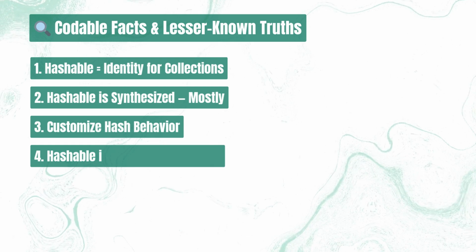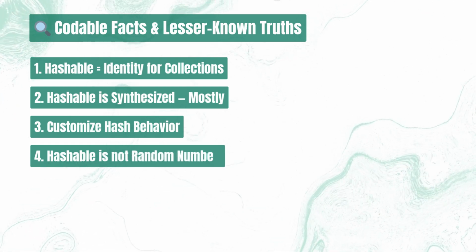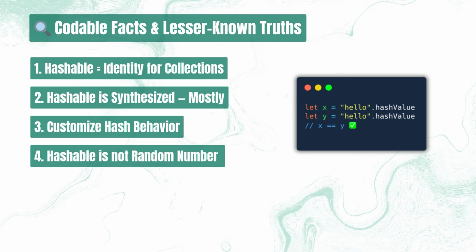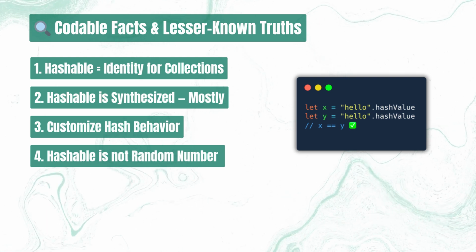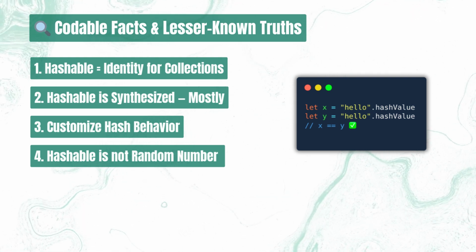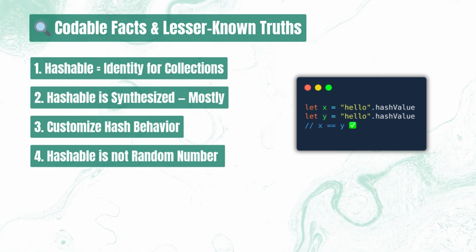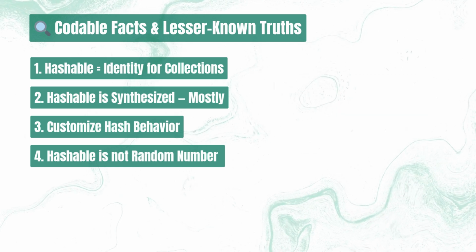People sometimes think hashing means generating a random number. Nope. Hashing is deterministic. Same input, same hash. But the hash value can change across app launches or platforms. So don't store hash values. They're for lookup, not persistence.